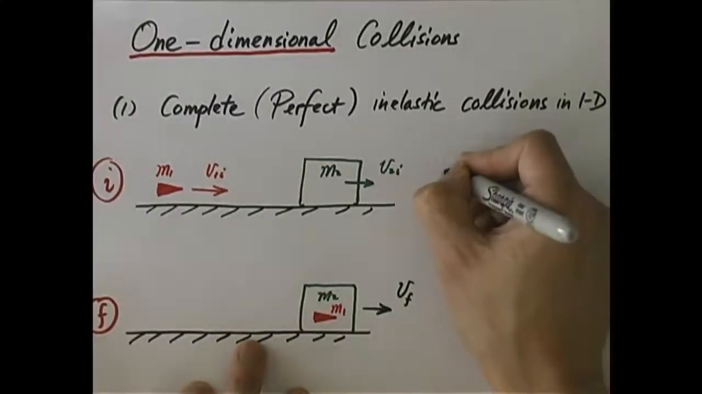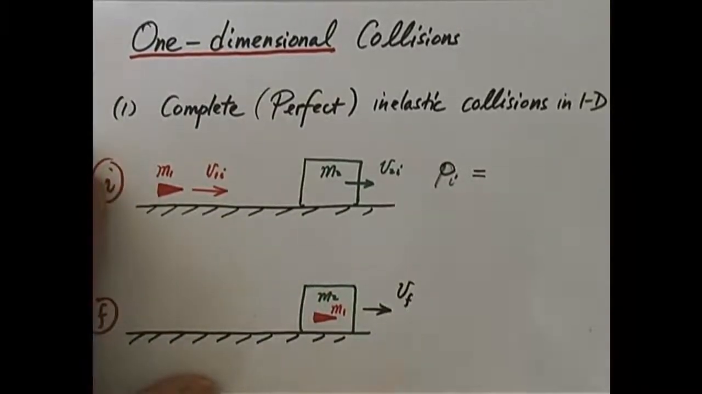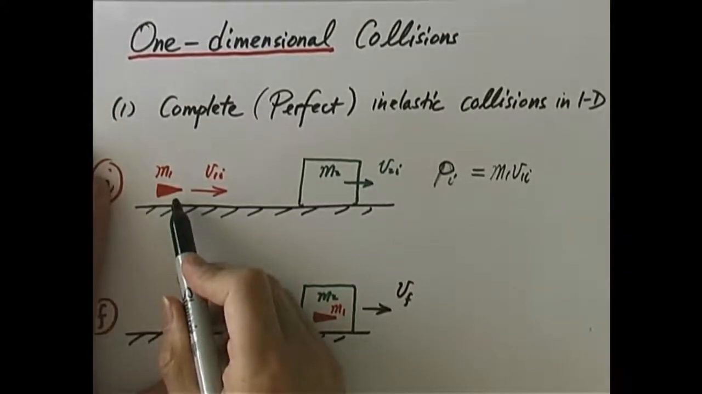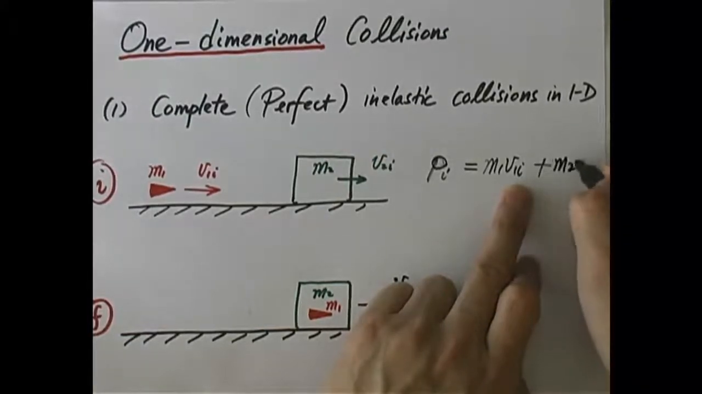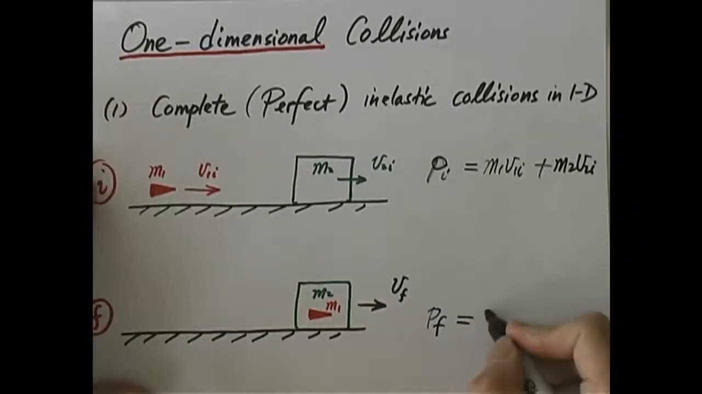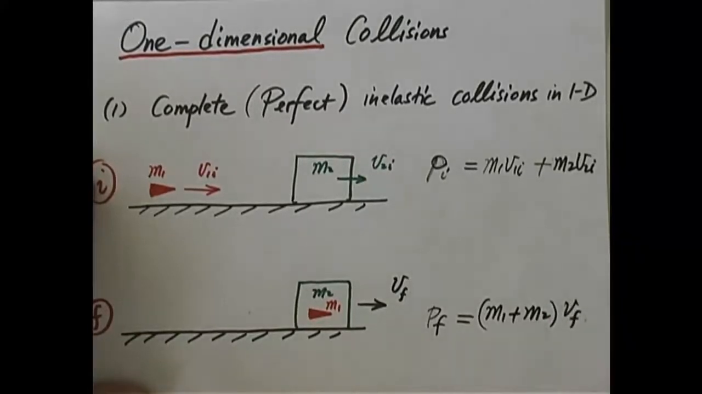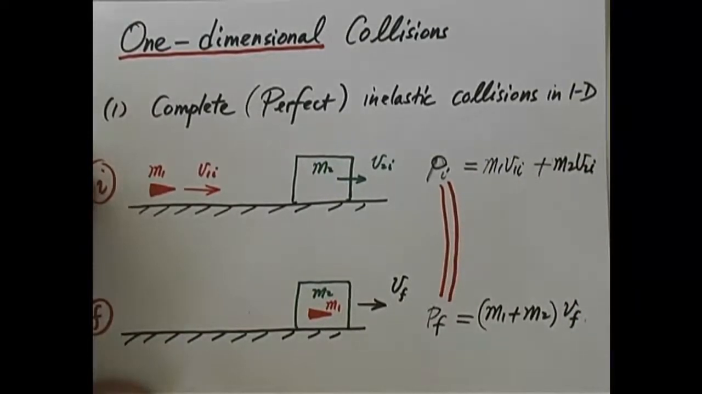So before the collision, P initial. What is that P initial equal to? That would be m1 v1 initial, the momentum of the bullet, plus m2 v2 initial, the momentum of the block. After the collision, P final equals what? m1 plus m2 times the common final velocity v final, right? Because they have the same velocity. What can we say for P initial and P final? Well, they are equal, because the momentum does not change as a result of the impact.